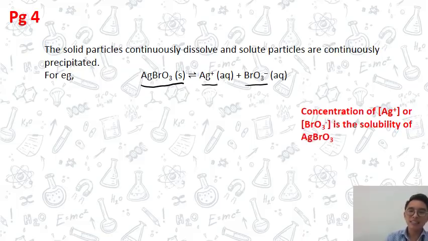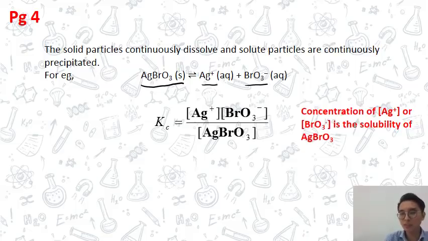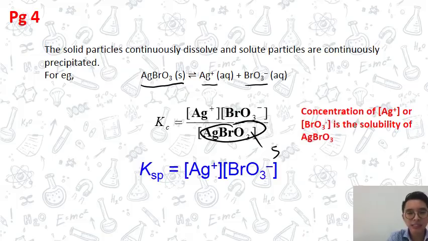Now as you can see, it's an equilibrium, so we can represent this with an equilibrium constant, which is [Ag+] multiplied by [BrO3-] over [AgBrO3]. Because you have learned before, AgBrO3 is a solid, so it shouldn't be in your Kc expression. We bring it up, it's a constant, so we can represent it as a Ksp constant, which is just [Ag+] multiplied by [BrO3-].